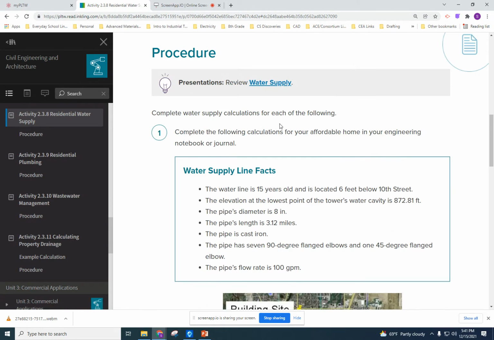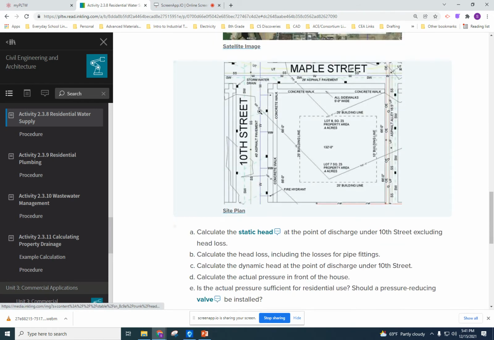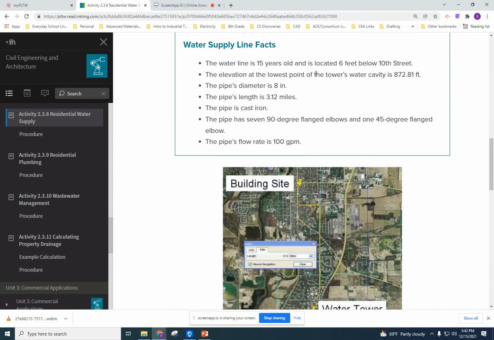Complete the following calculations in your affordable home and engineering notebook. The pipe is 6 feet below 10th Street, and we figured out down here we are at 669 feet. So what is 6 feet below 669 feet? It would be 663 feet, right? So if we're at 663 feet, we got it.